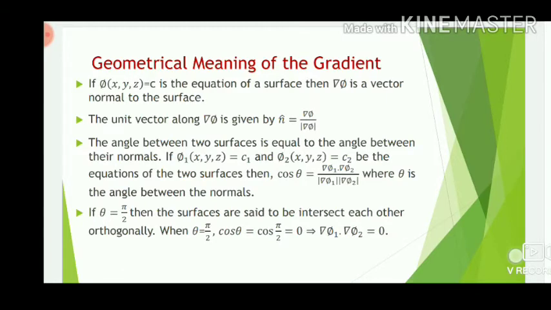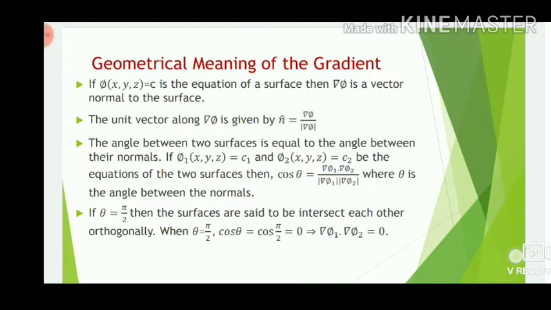If theta equals pi by 2, then the surfaces are said to intersect each other orthogonally. That is, the angle between their normals is 90 degrees. So when theta equals pi by 2, cos theta, which is cos pi by 2, we know is equal to 0. So del phi 1 dot del phi 2 equals 0 according to the definition of cos theta. So just remember these points.